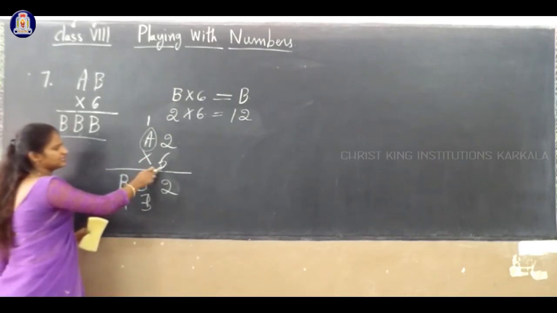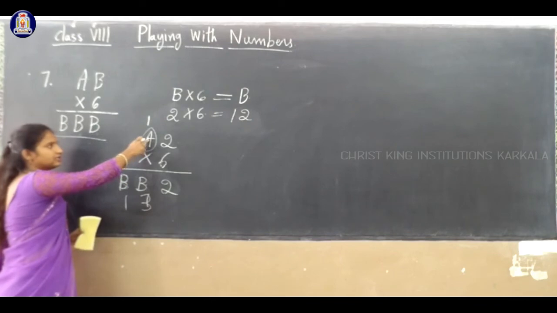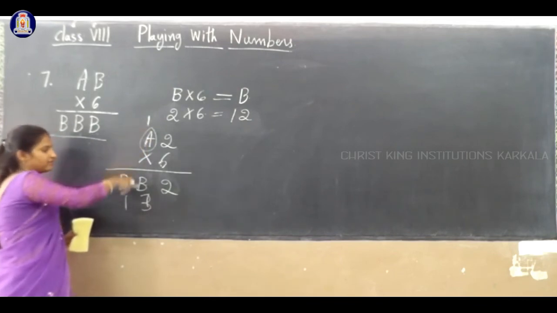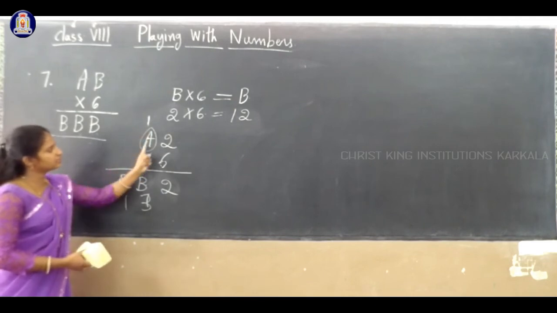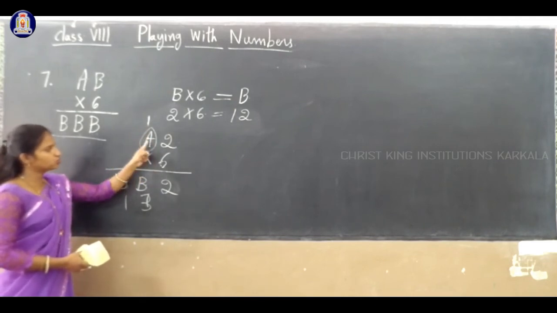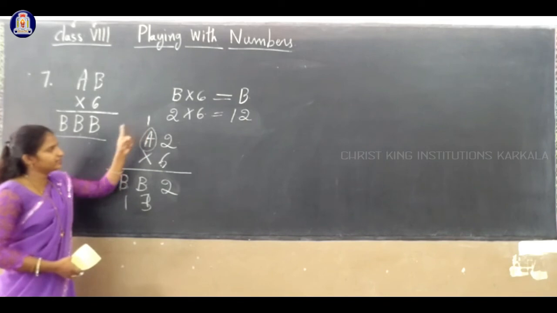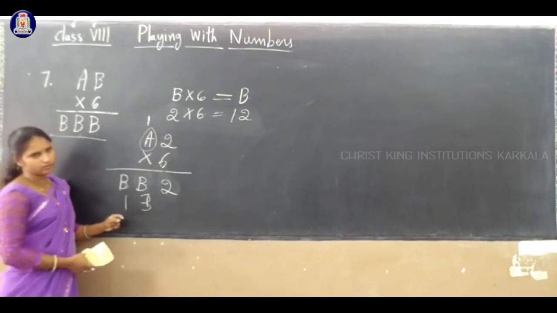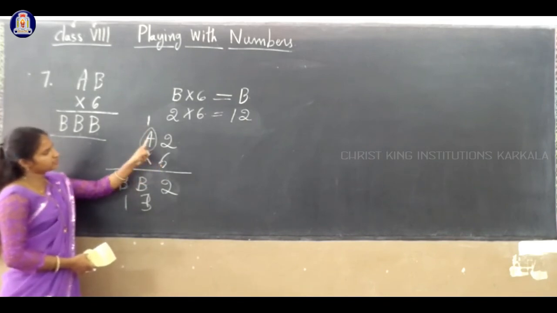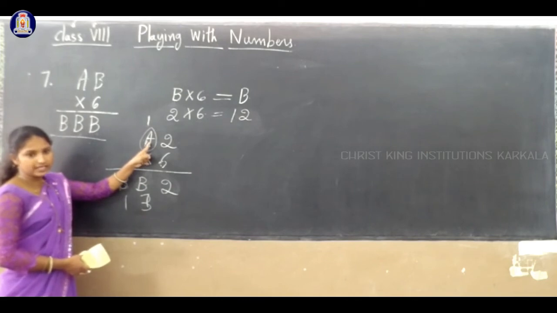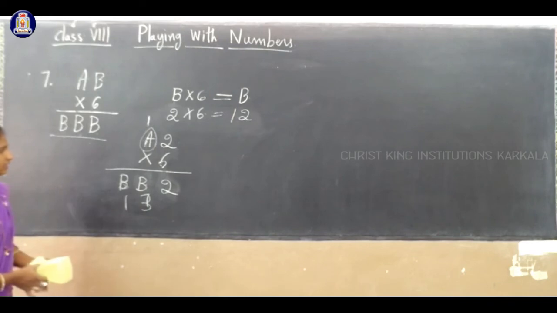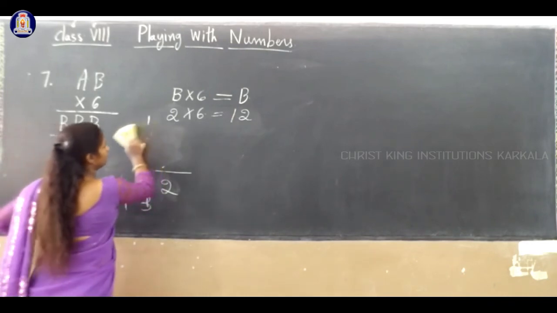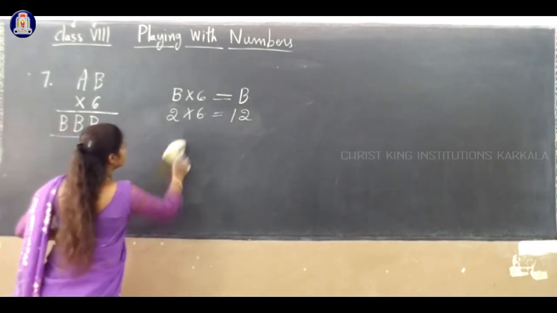Because see, if you consider here 6 1s are 6, 6 plus 1 we get 7. It's not possible. So next again, if you consider the value of A is 2, 6 2s are 12, 12 plus 1 will get 13. That is also not possible. Now 6 3s are 18, 18 plus 1 is 19. So we cannot get 2. Correct?